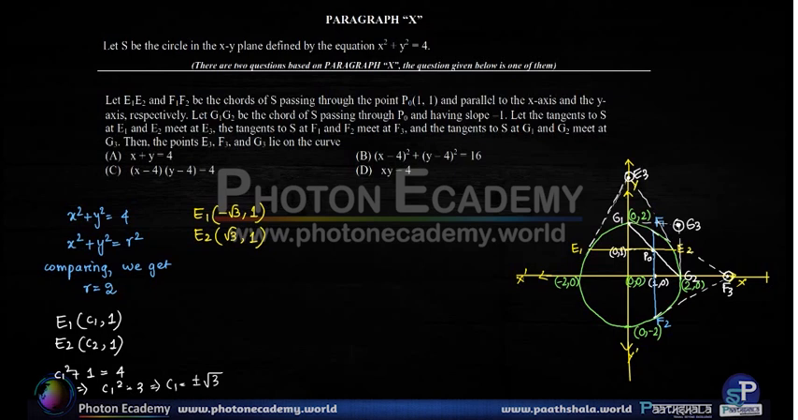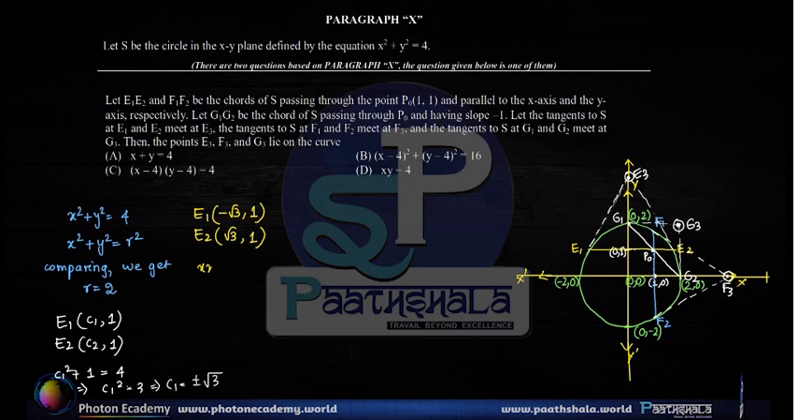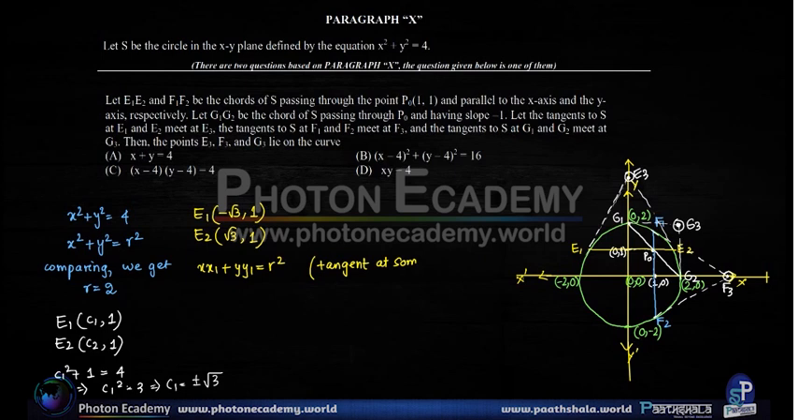From that, we can find the point E3. The equation of the tangent of the circle at a point x1, y1 is x x1 plus y y1 is equal to r square. We represent this as the tangent at some point x1, y1.